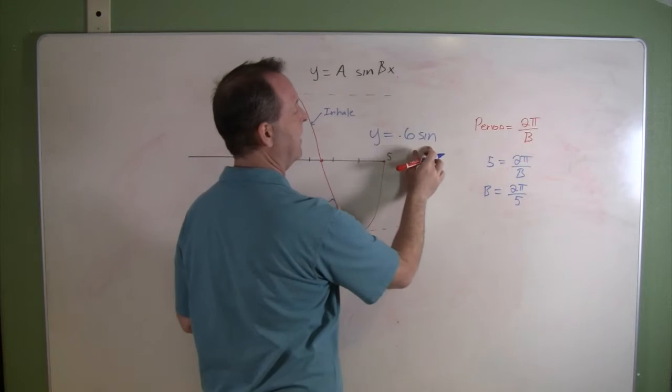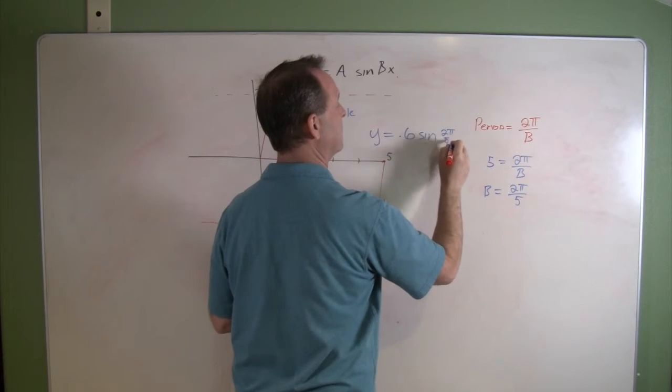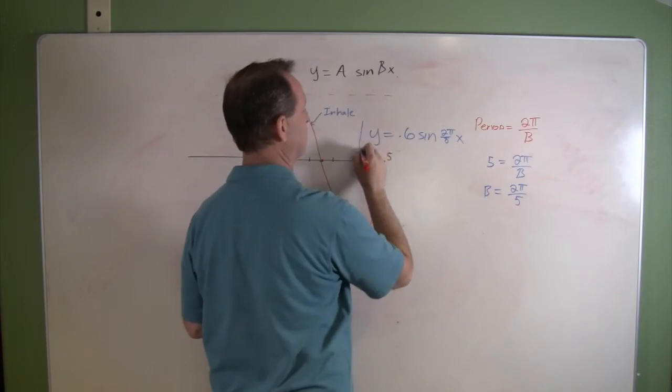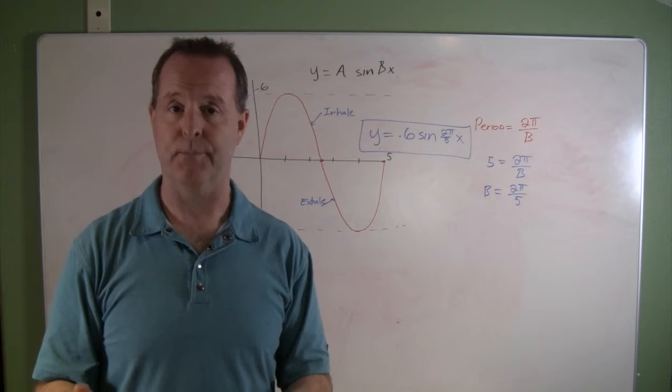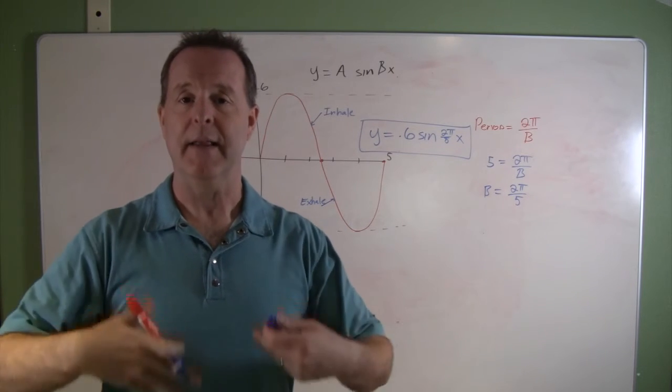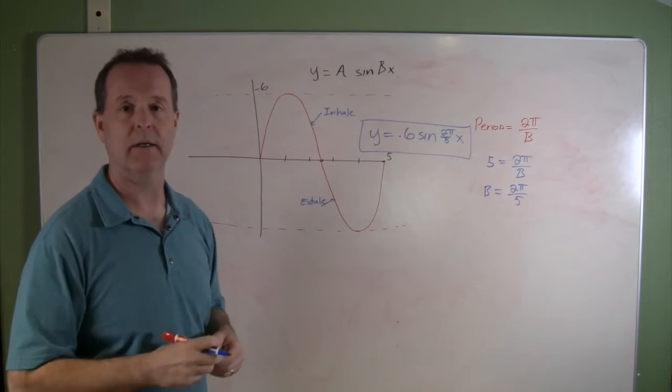So I have 0.6 sine of 2 pi over 5 x. And so there's the model, or the expression, that describes the inhaling and exhaling of this particular exercise.